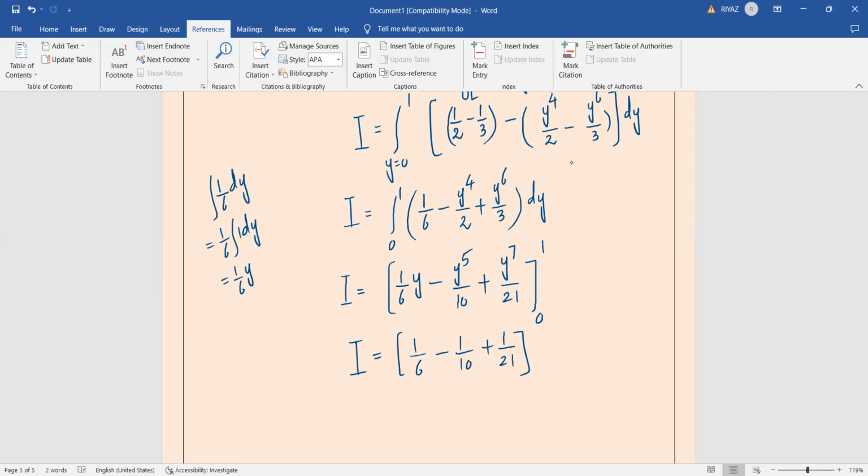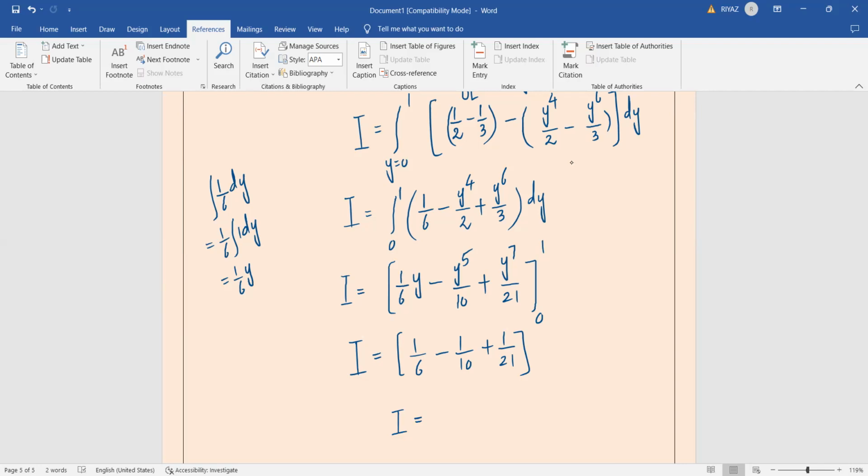If you have a calculator, just calculate and tell me. Do you have a calculator? Just calculate and tell me this value. One by 6 minus 1 by 10 plus 1 by 21. 0.114 it is. Do not convert the answer into a decimal.